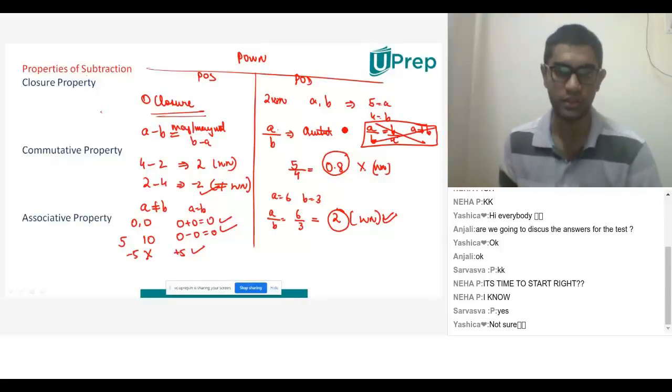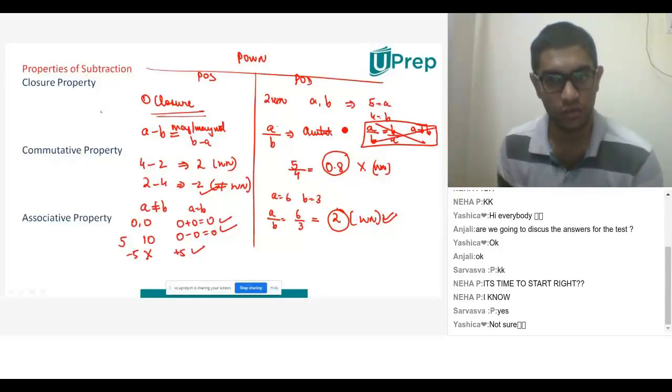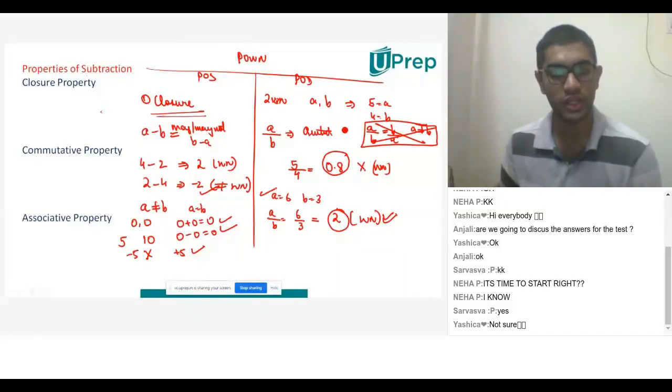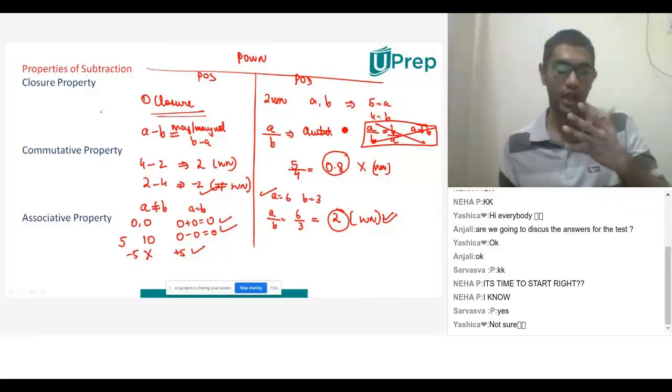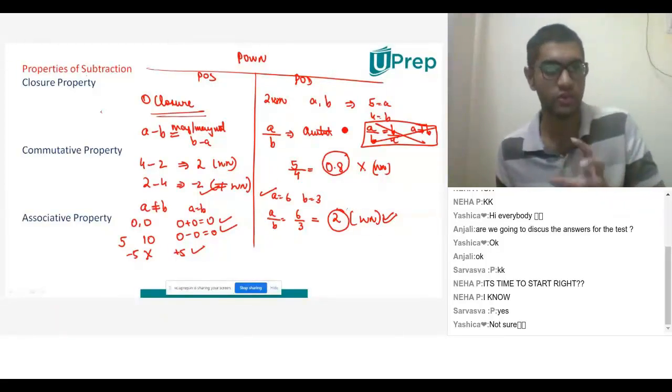I have two whole numbers, guys, A and B. I took the value of A as 5, I took the value of B as 4. When I divided 5 by 4, I got 0.8. 0.8 is not a whole number. But if I change the values, I took A as 6 and B as 3. And when I divided A by B, I got the value as 2. That is the quotient, which is a whole number, right? So the answer is again may or may not. That is, you have to check.